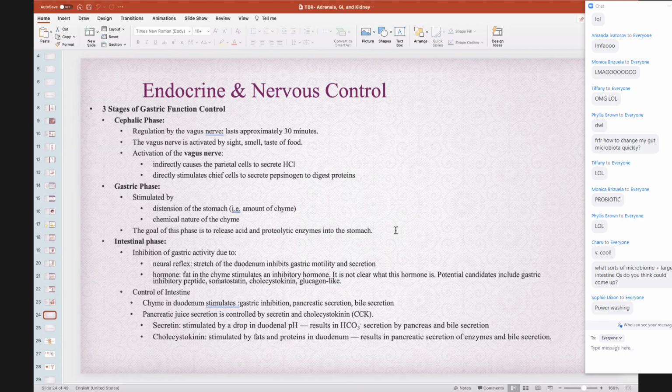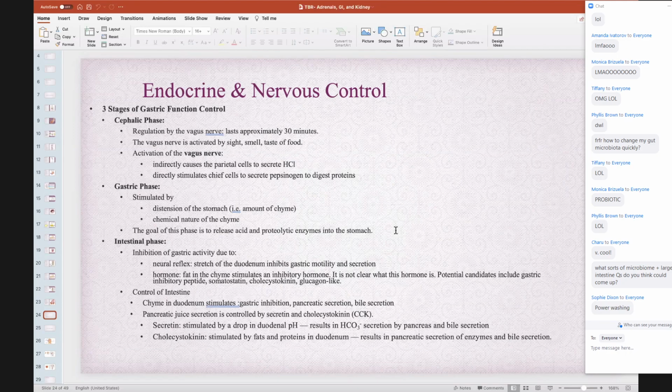Once you do decide to eat, you're going to have a food baby. The food is going to be in your stomach and cause distension of the stomach. You've entered the gastric phase. So you're going to continue to release the proteases, continue to release acid, and denature the food as much as possible.